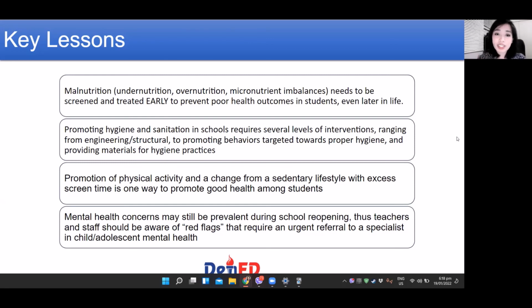Next, we should promote physical activity and change our sedentary lifestyle with excess screen time to eventually promote good health among our students. And last but not least, mental health may be a big concern during school reopening, and concerns in mental health may be prevalent. So our staff and teachers should be aware of the red flags that require an urgent referral to someone who is an expert in child and adolescent mental health.